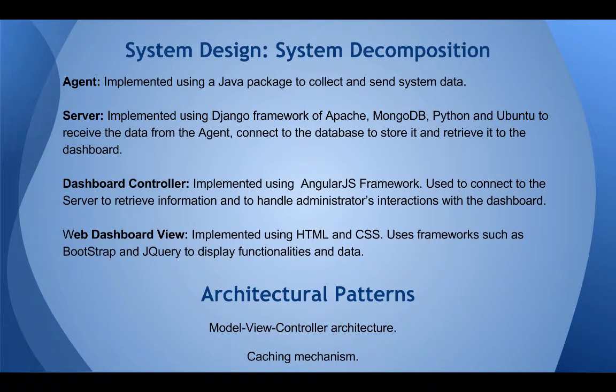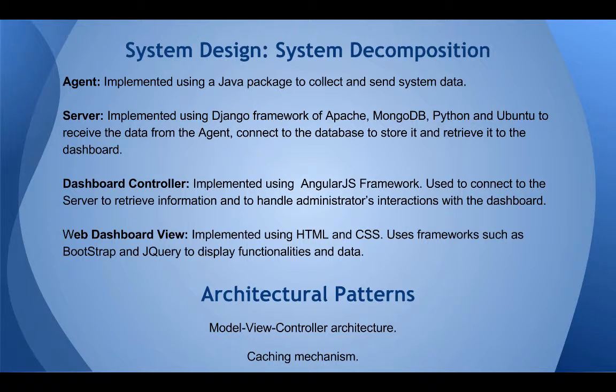The system is composed of four main units. The first is the agent, which resides on the client machines within an organization and collects the data from the client systems. The second is a server, which both receives data from the agents on the client systems and serves data requests to the dashboard controller. The third is a dashboard controller, which sends requests to the server for information and hands any information it receives to be rendered in the view. The last unit is a web dashboard view, which displays the information to the IT administrator.